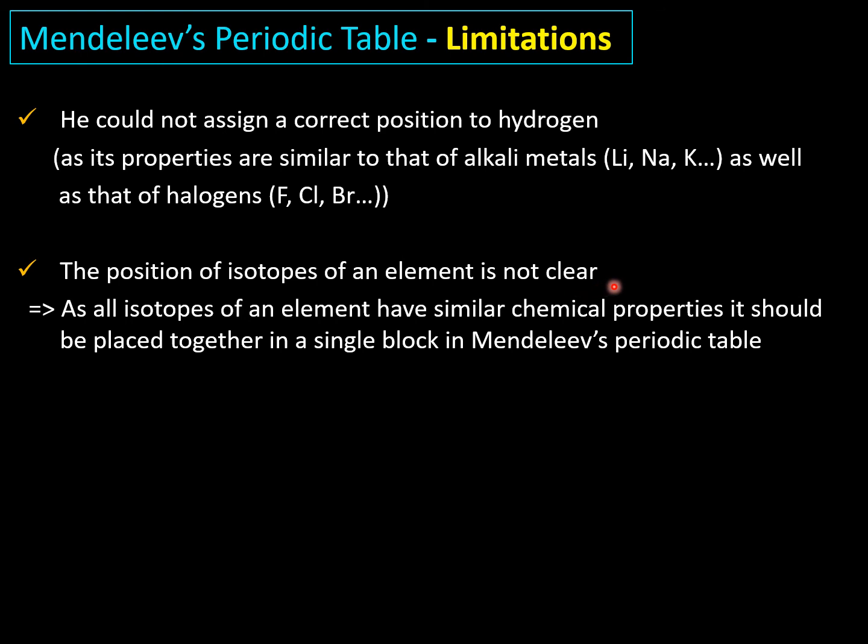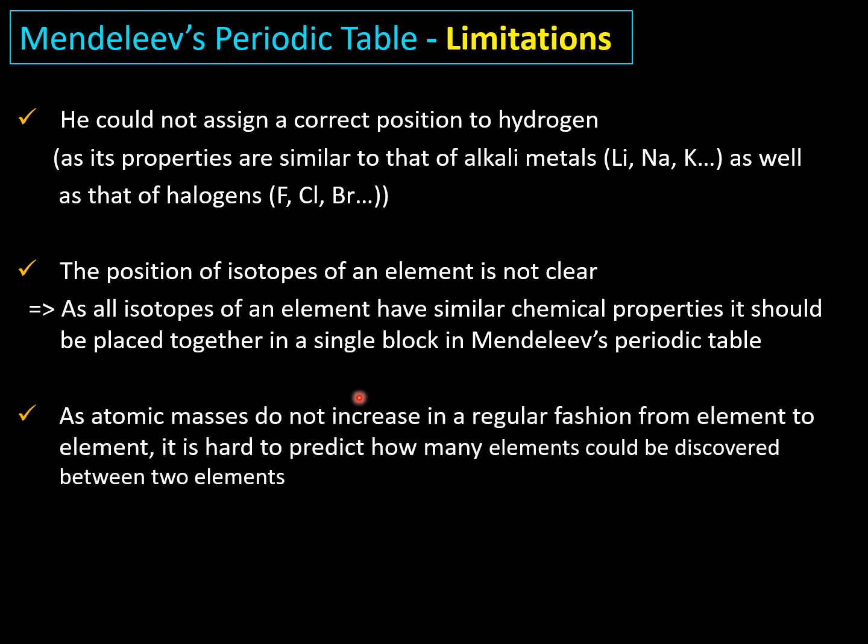The position of isotopes of an element is not clear in Mendeleev's periodic table. As all isotopes of an element have similar chemical properties, they should be placed together in a single block in Mendeleev's periodic table according to its basics. As atomic masses do not increase in a regular fashion from element to element, it is very hard to predict how many new elements could be discovered between two known elements.